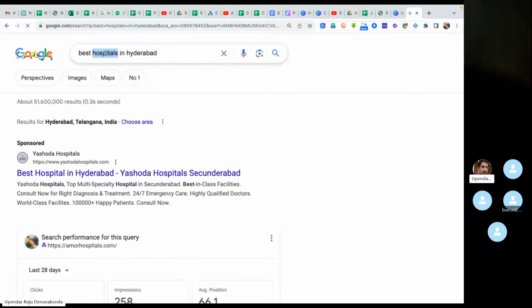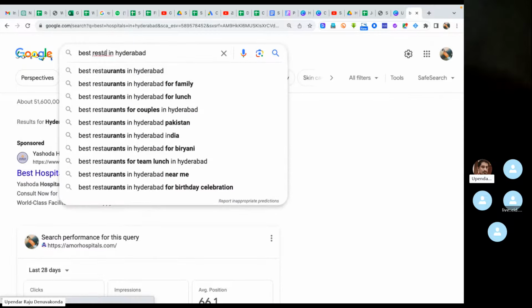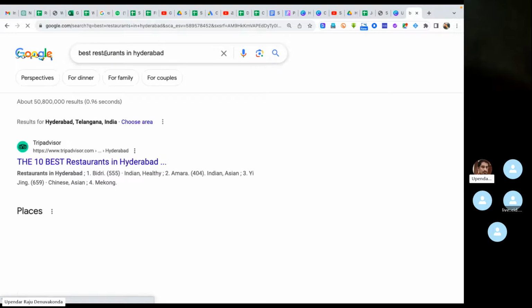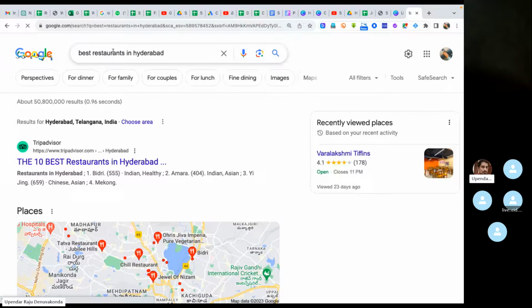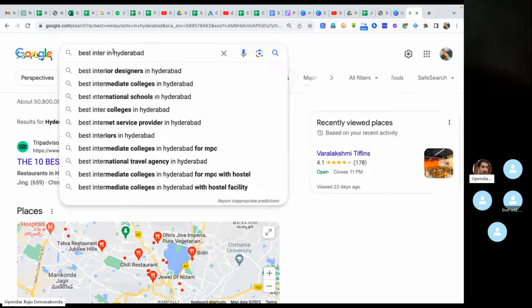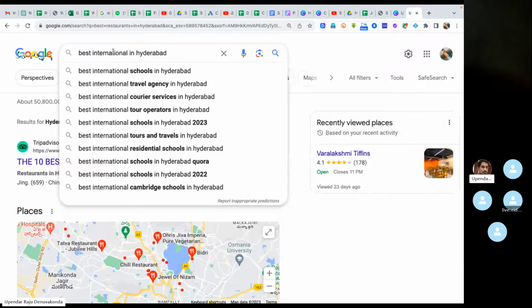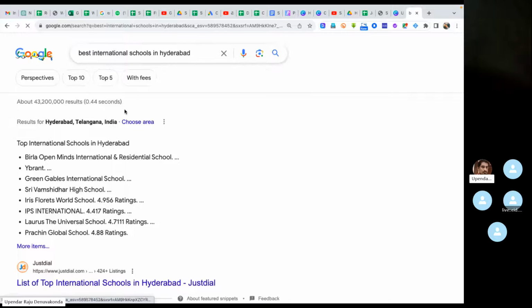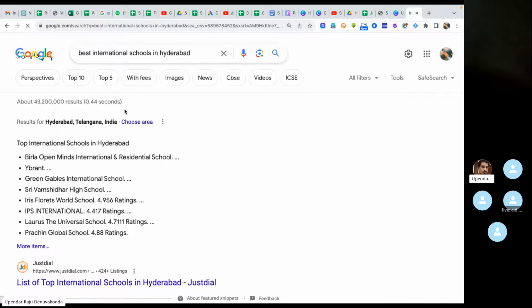Let's say they would like to find the best restaurant to eat food, so they can look for best restaurants in Hyderabad. Let's say they would like to find a school for their kid, so they can even look for the best international schools in Hyderabad. That's right. So anybody having any requirement will come to Google.